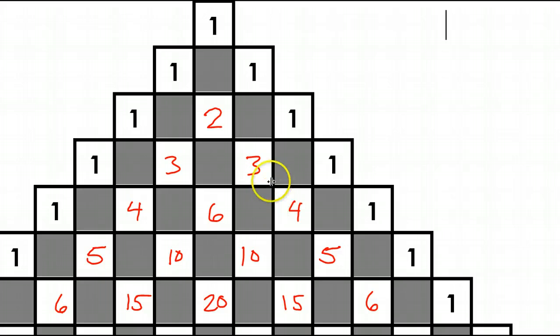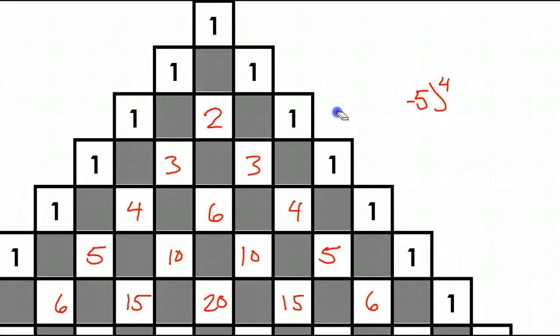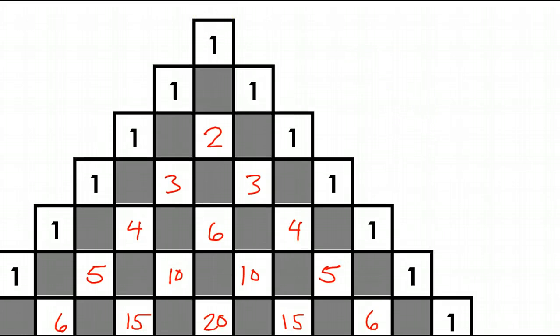Well, it turns out that if we are doing a binomial expansion, something like x plus 2 to the third power, or x minus 5 to the fourth power, anytime you're doing a binomial and a power, you can use this to give you the coefficients of your result. Now, what happens is, you just need to understand that you start with degree 0. Because anything to the 0 power is going to be 1. So that would just give you 1.